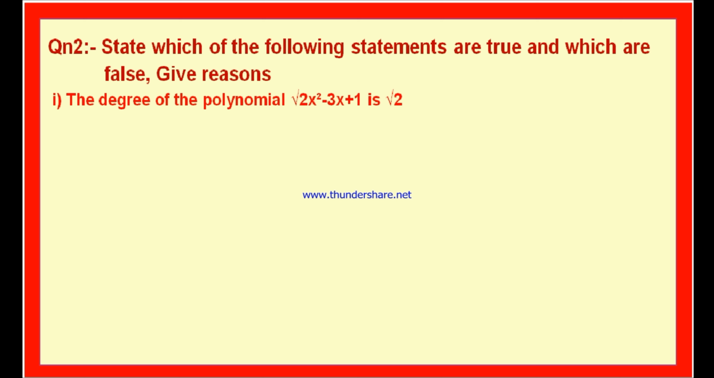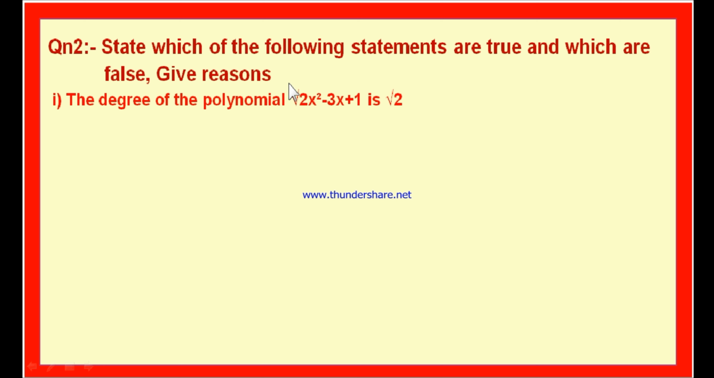Look at the question. The degree of the polynomial root 2x square minus 3x plus 1 is root 2. The degree means the highest exponent of the variable. Here the exponent of x is x square. In this term the exponent of x is 1 and in this term the exponent of x is 0. Then what is the maximum exponent? 2. Therefore the degree of the polynomial is 2 but not root 2.